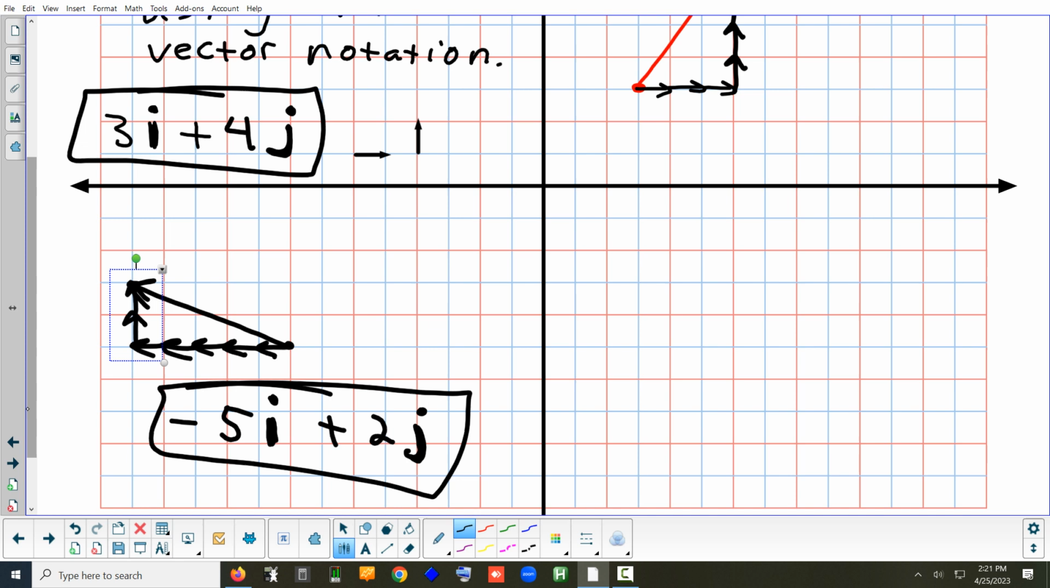Now, we didn't do anything going down, but if I wanted to go down instead of up, what do you think I would use? Yeah, negative J. I'd need a negative j. So by using positive and negative I, you can go left and right. Positive and negative j, you can go up and down. You can go any direction you need to.